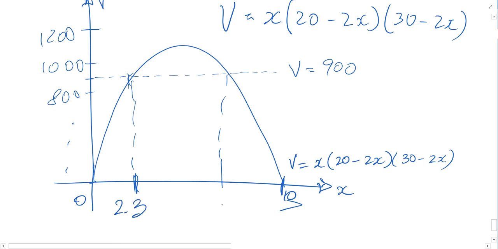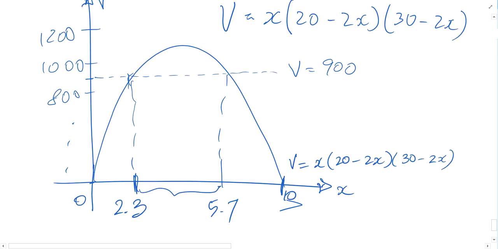From our graph, they are 2.3 as well as 5.7. What does this mean to us? When x is equal to 2.3, you must be able to interpret. When x equals 2.3, he's cutting off 4 squares with side 2.3 by 2.3, right? So what is the volume of the box after you cut off these 4 squares? 900. Very good. What is the volume after you cut off squares of 5.7? Also 900, right? Now, what about in between?